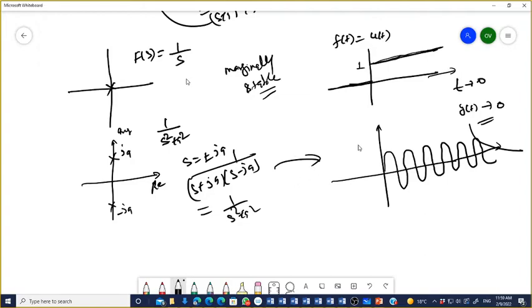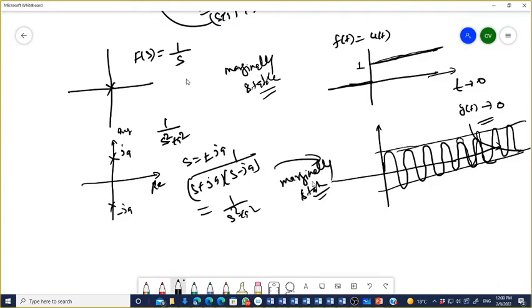Non-stable. It has a constant amplitude. Marginally stable. It oscillates, but always remains at a constant amplitude. It is not going to blow up, and it is not going to settle down. At a constant amplitude it is oscillating, and therefore it is called marginally stable. Remember, marginally stable.